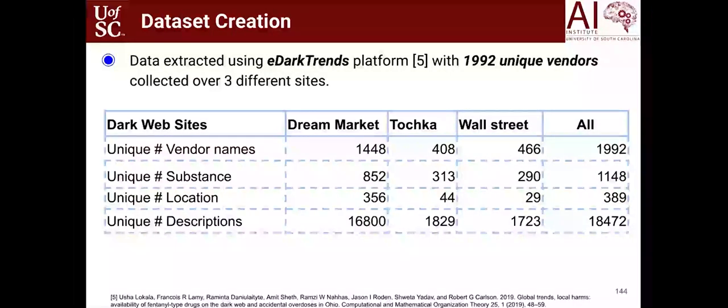Now let us discuss the data set. This is the data set statistic. Here you can see that we have collected almost 2,000 unique vendors across three different markets, namely Dream Market, Toshka, and Wall Street. We only extract posts about fentanyl, fentanyl analogs, and non-pharmaceutical synthetic opioids, as we mentioned earlier. As you can see, Dream Market holds the highest amount of information, including vendor name, the substance, the location, and the description. Also, as our data statistics show, information about a drug or substance is widely available in the text.